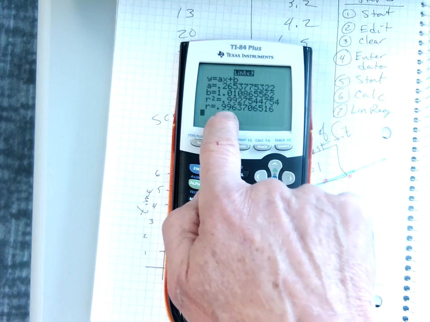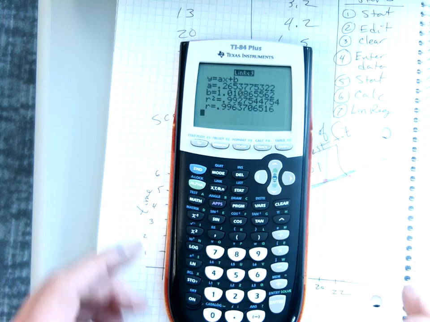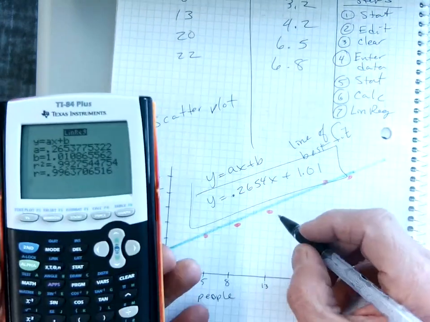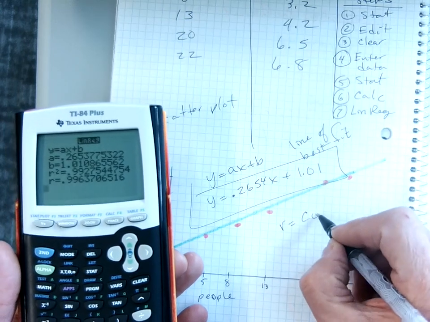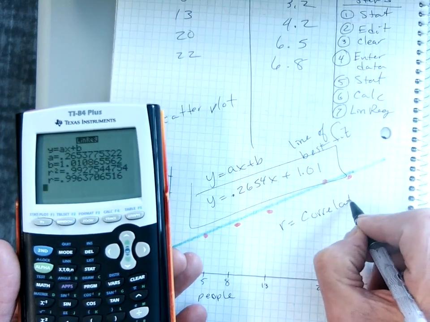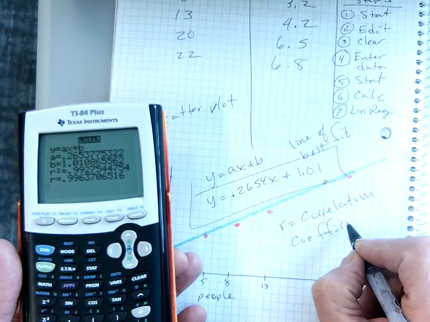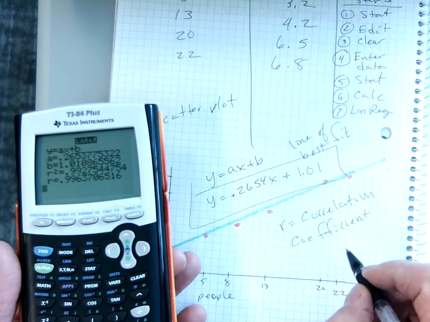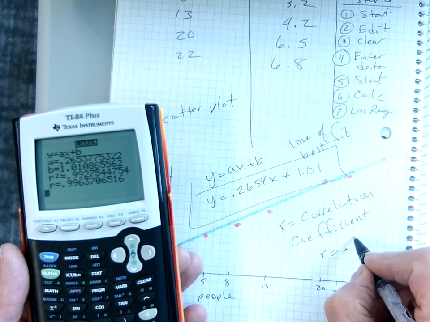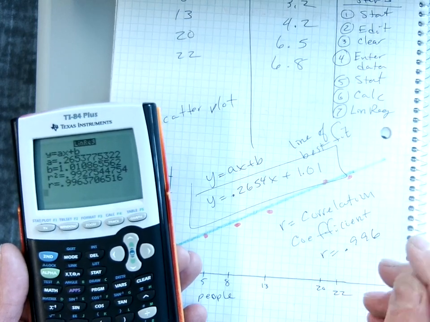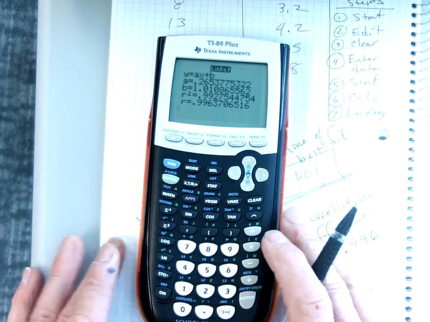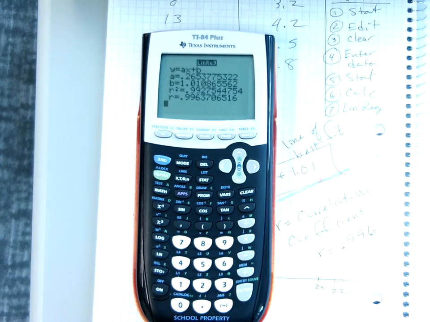The R is called a correlation coefficient. Let's write that down. So this R is called a correlation coefficient, and this R is about 0.996.